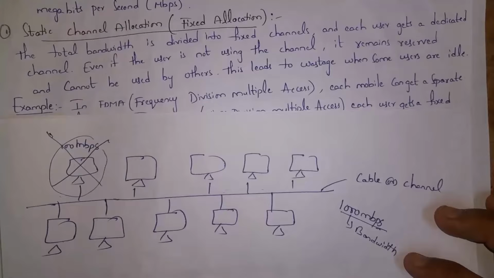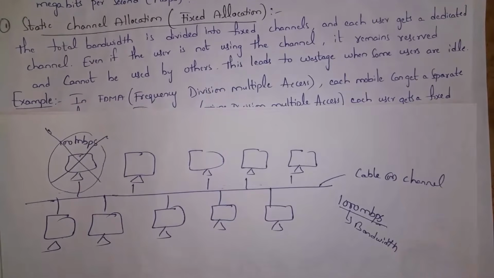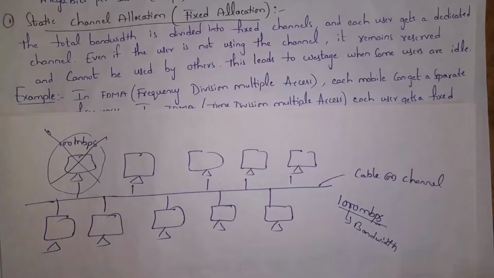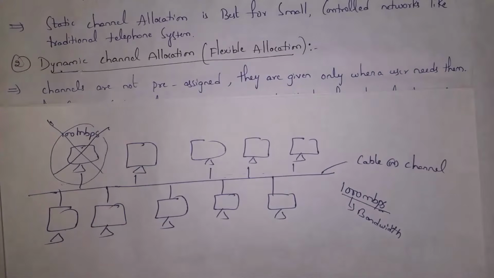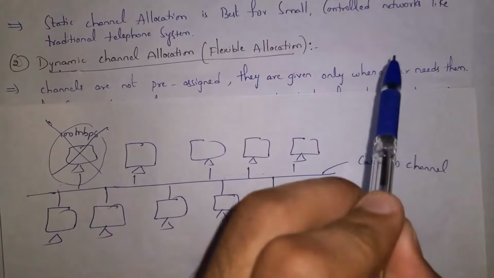So static channel allocation is suitable only for smaller networks. If you are using larger networks, then giving fixed bandwidth to each and every device is very tough. So if you are using a larger network with many devices, then you can use dynamic channel allocation. In dynamic channel allocation, channels are not pre-assigned. They are given only whenever users need them.